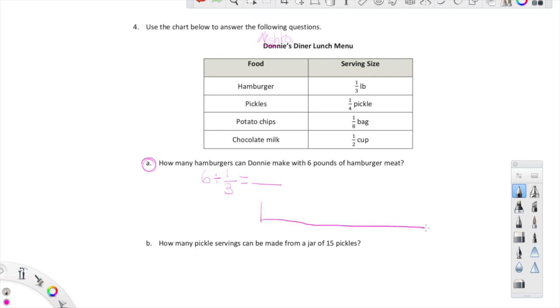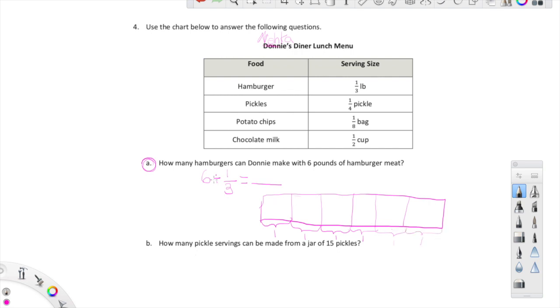So let's draw the model. It's going to be pretty long actually. 6 is a pretty big number. Okay, so let's divide it into 6 parts. So this is 1, 2, 3, 4, 5, and 6. Okay, great. Now we've done that, we can label them. This is 1. This is 1. This is 1. This is 1. This is 1. And last but not least, this is 1.